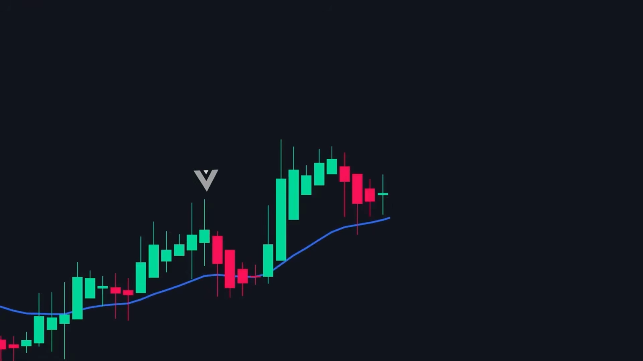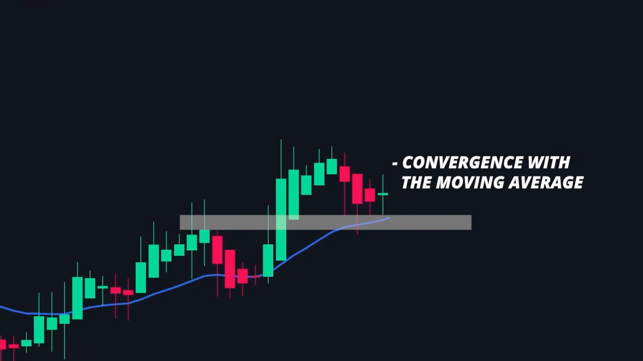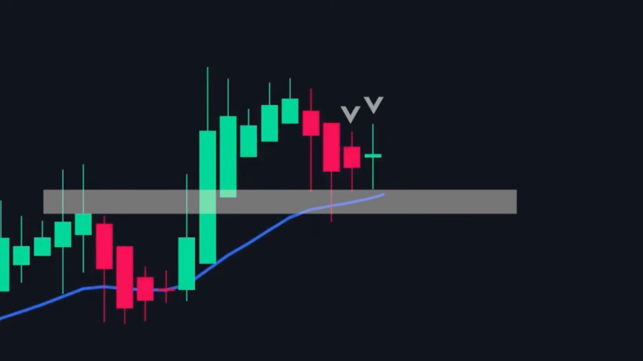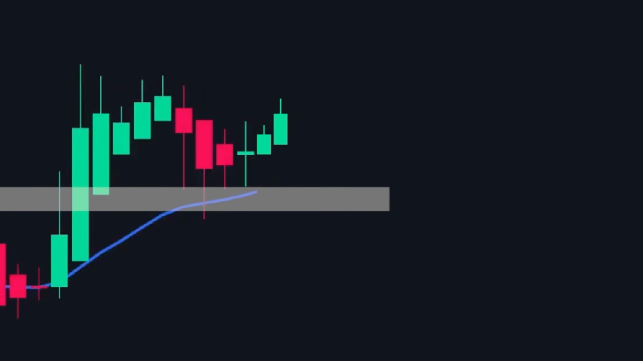Furthermore, we have a support level that extends from a prior high, resulting in a convergence with the moving average. In this area, we see two doji candles, indicating that the downward momentum is extremely weak and that the price is likely to find support. Two green candles support our prediction, indicating a favorable trade opportunity. We enter a buy trade when these green candles close.